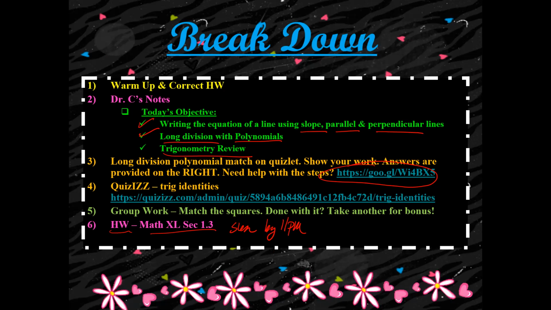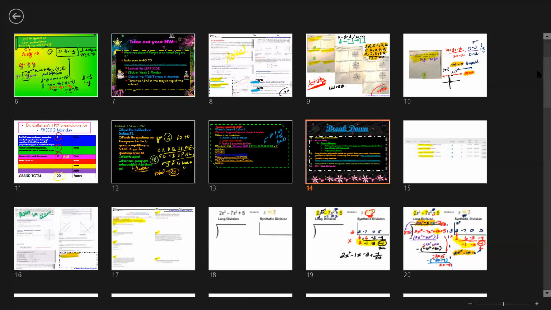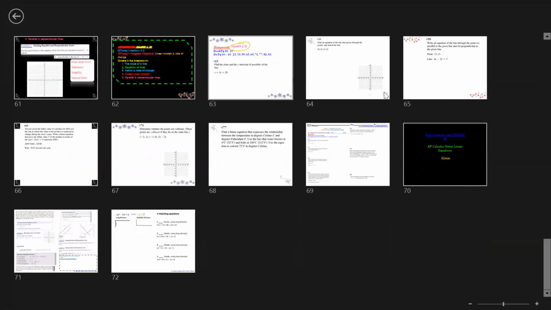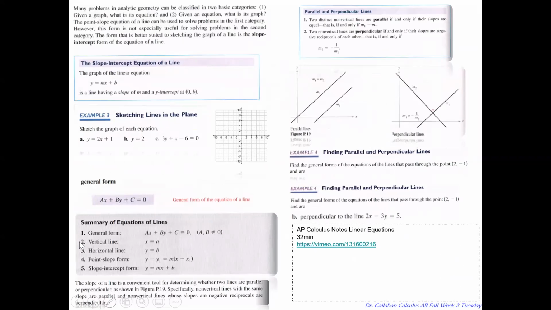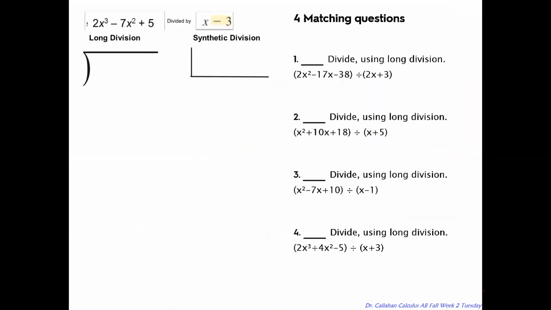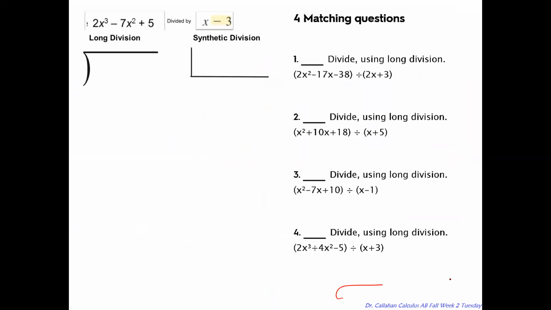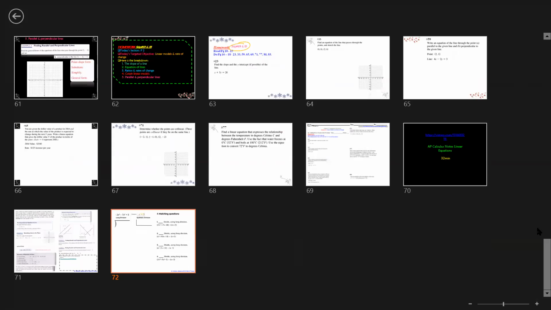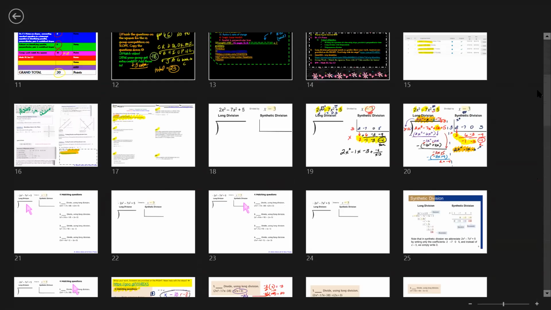Now let's take a look at your guided notes for today. If you take a look in the bottom right-hand corner, you should have your guided notes, and it looks something like this. And again, on the very bottom corner, I always have the labels of it. So week 2 Tuesday. The second page of your guided notes is going to be on division. I'm going to go over synthetic and long division. So with that said, let's go ahead and get started with today's lesson.